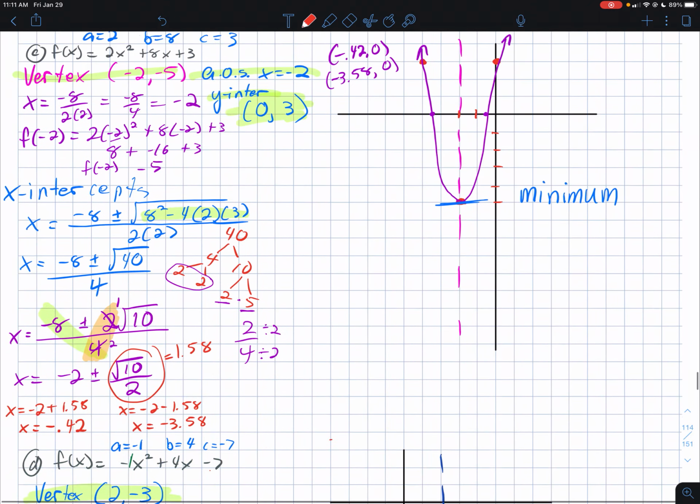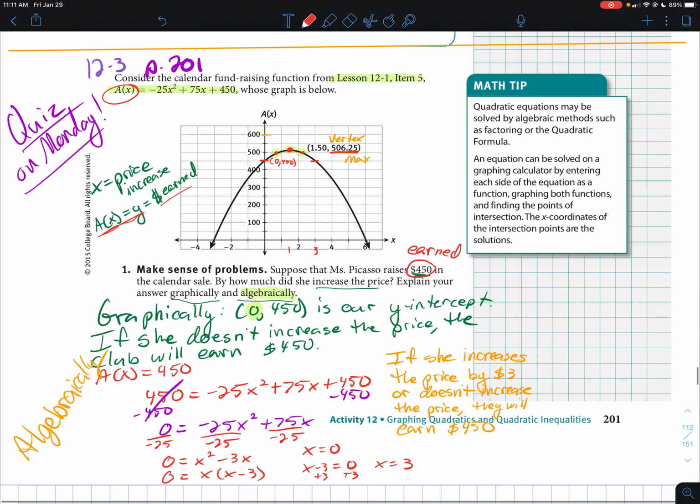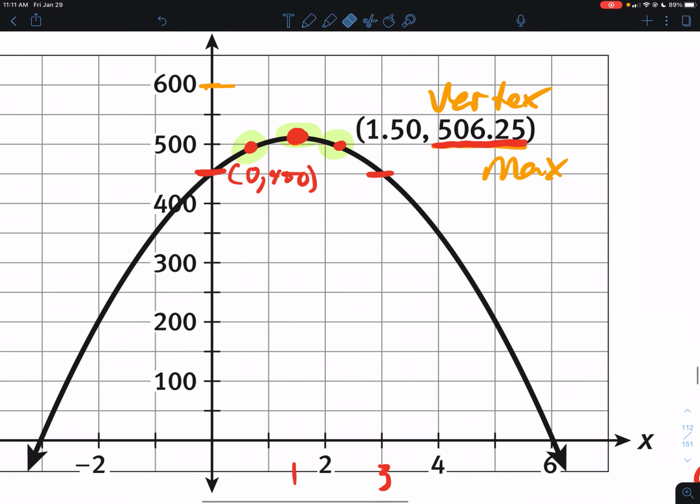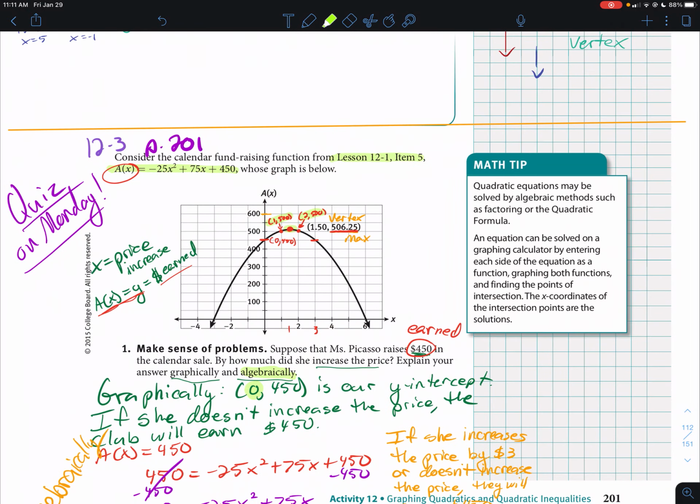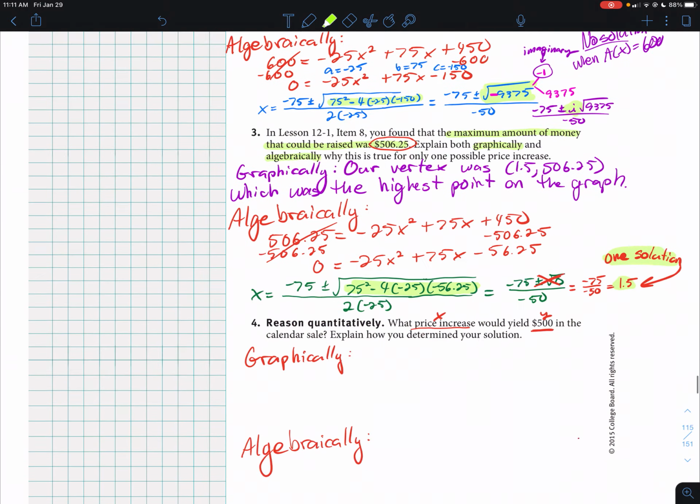So if we go back to our graph, we actually found this in the table, right here and right here was 1 500 and 2 500, if you recall, in the table that we made when we did this lesson. So there are 2 price increases. If they increase it by $1, they'll earn $500. If they increase it by $2, they'll earn $500. So graphically, there are 2 points.